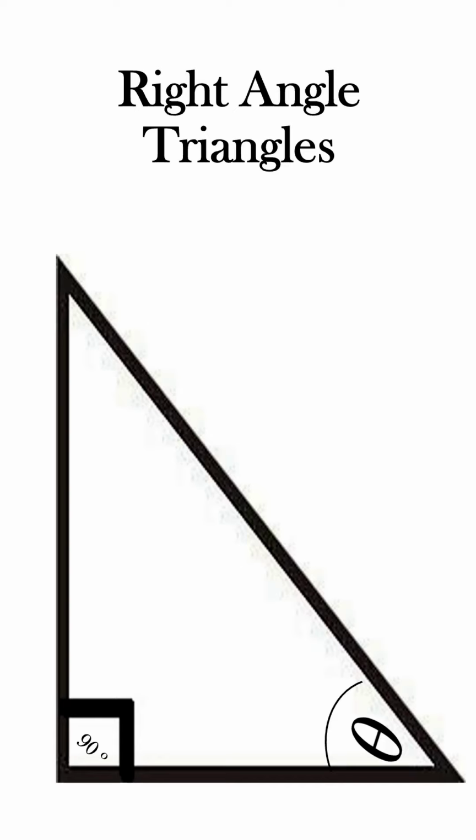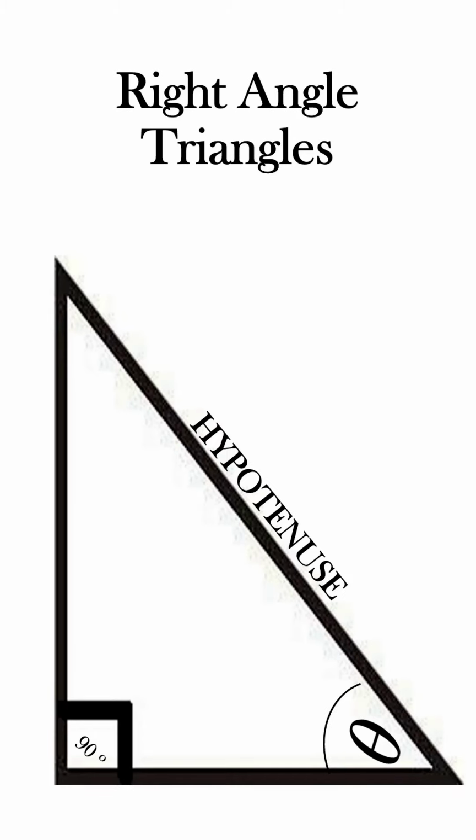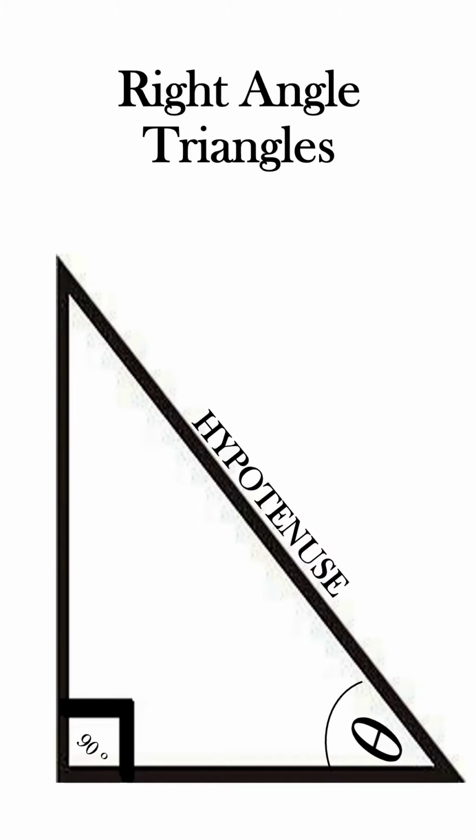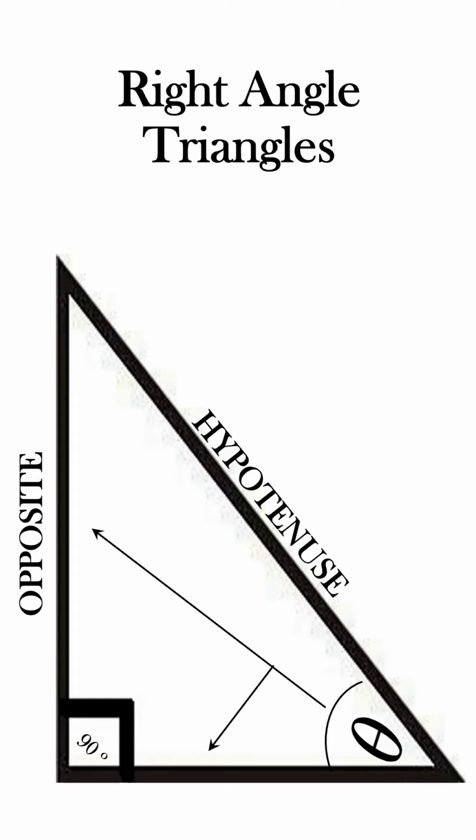The hypotenuse of the right-angled triangle never changes. The longest side, which is the side opposite the 90-degree angle, will always be your hypotenuse. Now let's take a look at the angle on the triangle displayed. The opposite side is always opposite to the angle, and the adjacent side is always next to the angle.